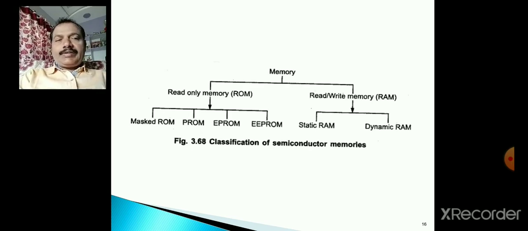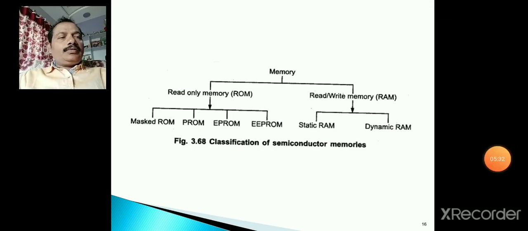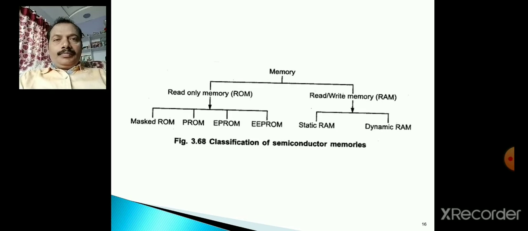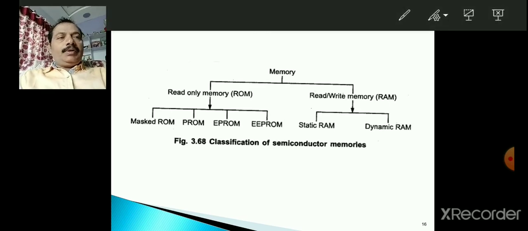So we can classify the semiconductor memories broadly into ROM and RAM. ROM is the read-only memory, that is, only reading is possible. The data is read, and data cannot be written into the ROM. In the ROM we have masked ROM, PROM, programmable read-only memory, EPROM, erasable programmable read-only memory, and EEPROM, electrically erasable programmable read-only memory.